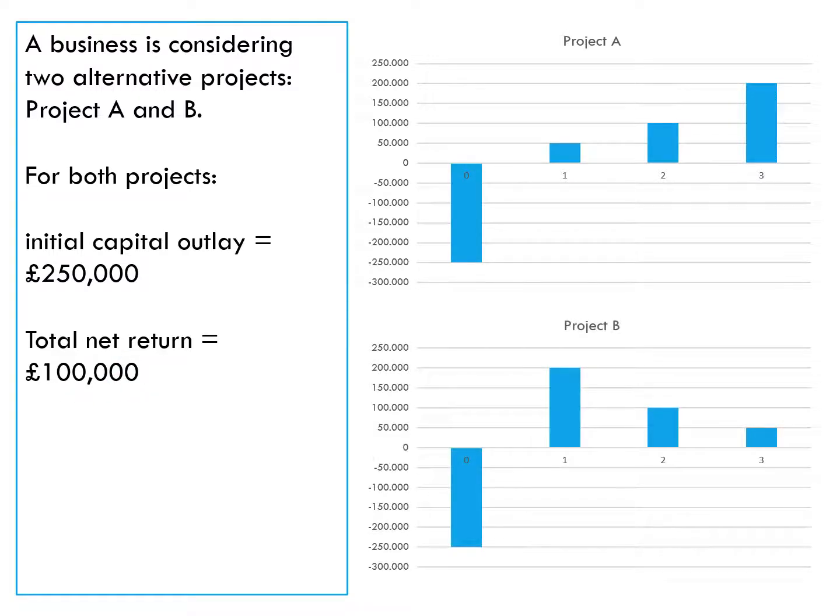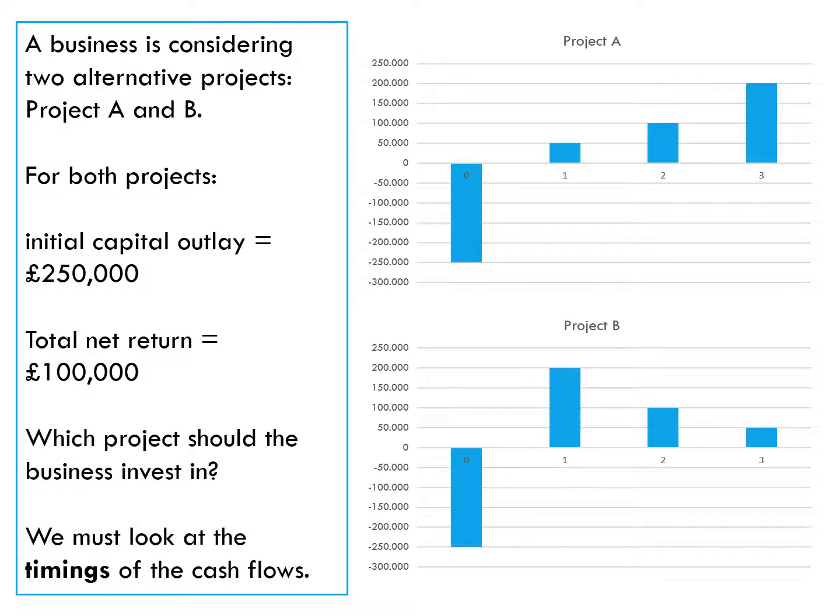Here is Project B. Again, you can see the initial cost going out, a negative number, and then the returns coming in in years 1, 2, and 3. So the question might be, which project should the business invest in? Again, ARR is going to give us the same answer here, but the timing of the cash flows is important, and that's where net present value comes in.